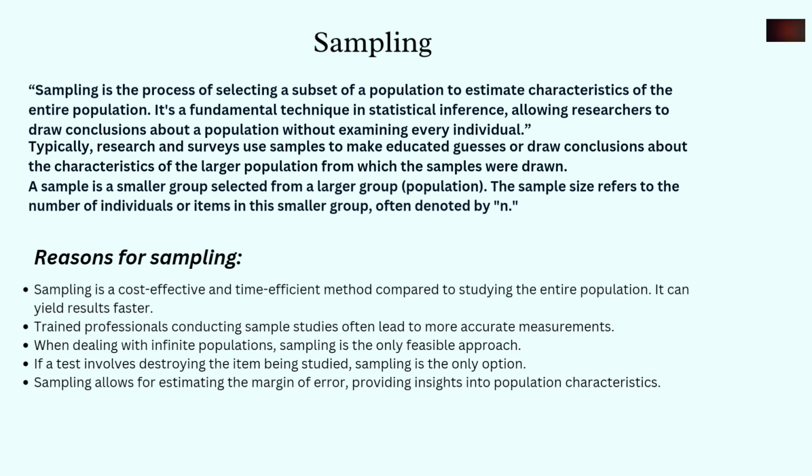Reasons for sampling: first, it is a very cost effective and time efficient method compared to studying the entire population. It can yield results faster. Second, trained professionals conducting sample studies often lead to more accurate measurements. Third, when dealing with an infinite population, sampling is the only feasible approach. If a test involves destroying the item being studied, sampling is the only option. Sampling also allows for estimating the margin of error, providing insights into population characteristics.